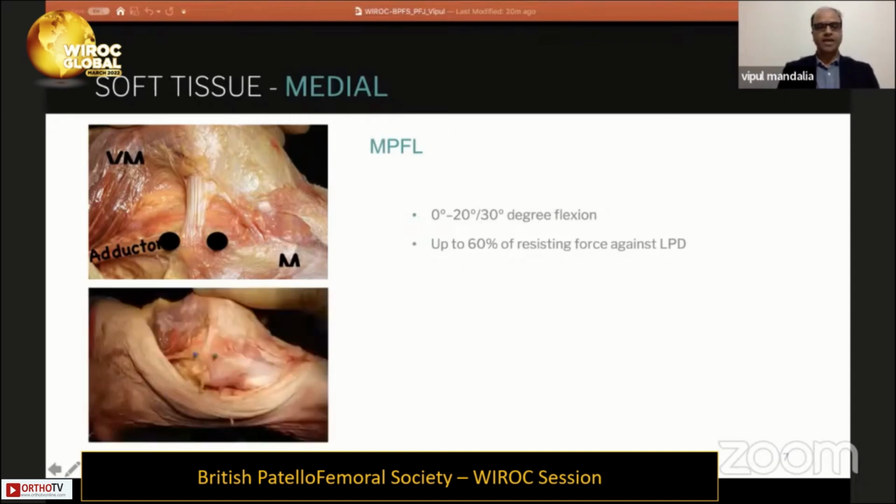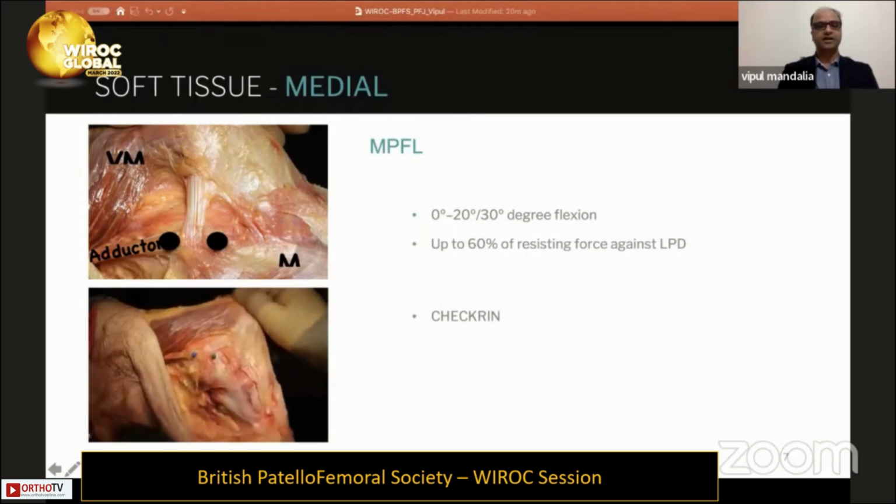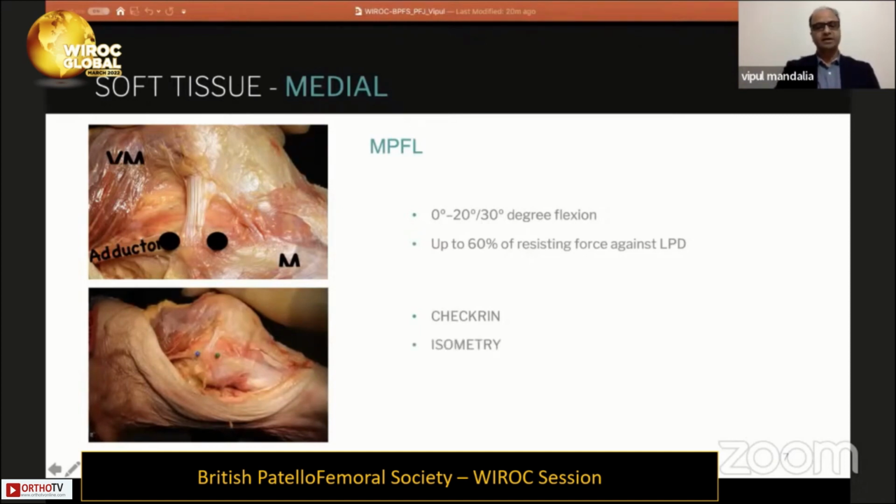Now, from the practical application point of view, it's important to understand that your MPFL is a checkrein, i.e., it is stopping lateral displacement of the patella. It is not the structure that you try and reconstruct to pull the patella. That's an important thing to consider both in terms of biomechanics and surgical treatment. The other thing is that the length of the MPFL is isometric, i.e., it does not change except for the first 10-20 degrees, where it is slightly longer, but otherwise it is the same length throughout the range of movement.